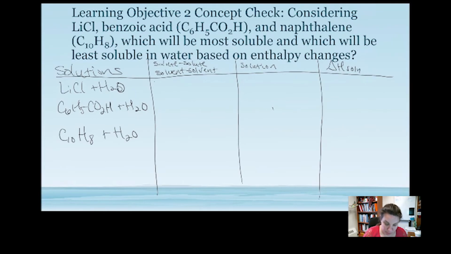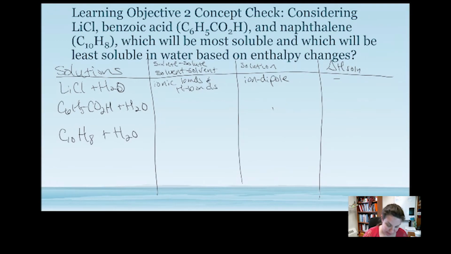First, lithium chloride in water. We're going to break ionic bonds and hydrogen bonds. When we make our solution, we're going to form ion-dipole interactions. And our delta H of solution in this case should be negative and medium-ish, because we're breaking ionic bonds, which requires energy, and we're breaking hydrogen bonds, which requires energy, but ion-dipole interactions are fairly strong.